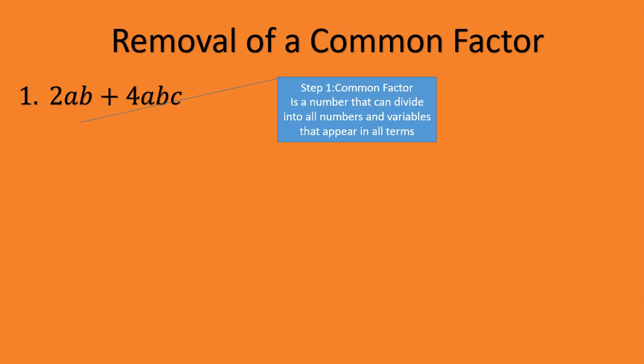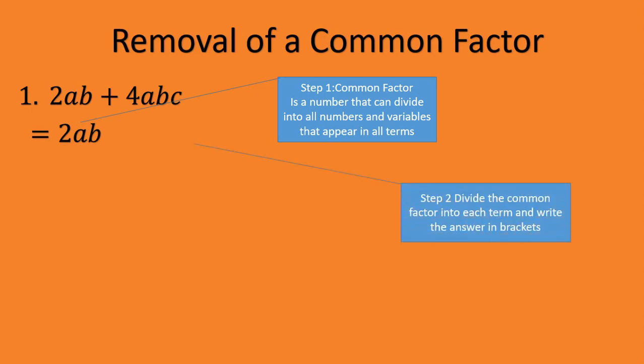So our common factor would be 2, A, and B, because those three terms can divide into both of these terms. So we're going to take out 2AB as our common factor. The next step would be to divide that common factor into each term. So that step is: divide each common factor.